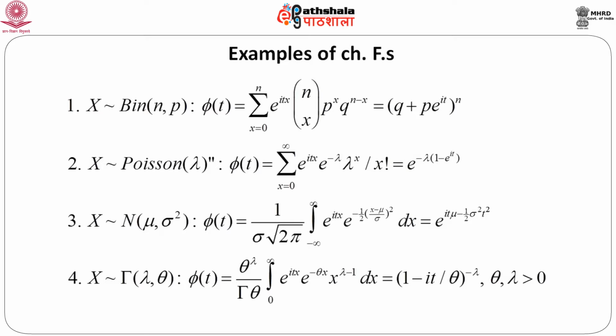And if X follows gamma with parameters lambda and theta, then phi(t) equals (1 minus it by theta) to the power minus lambda, provided theta and lambda are greater than or equal to 0. So, these are just some examples to give you some flavor of how the characteristic function really looks corresponding to a random variable. These are very standard distributions, and for those distributions we have derived the characteristic functions.